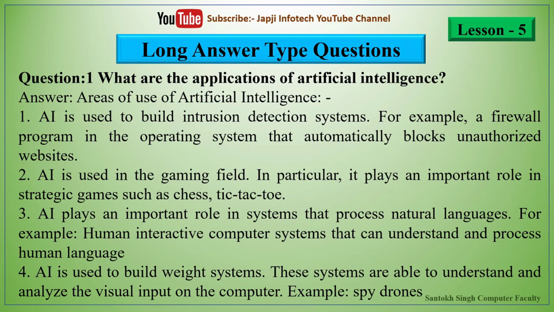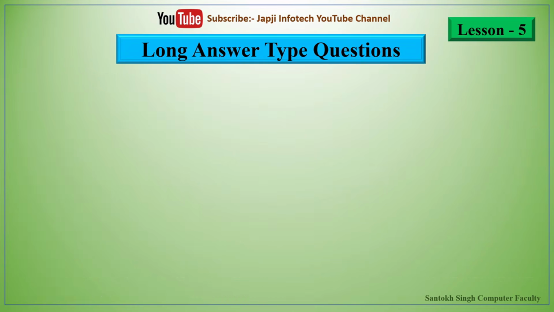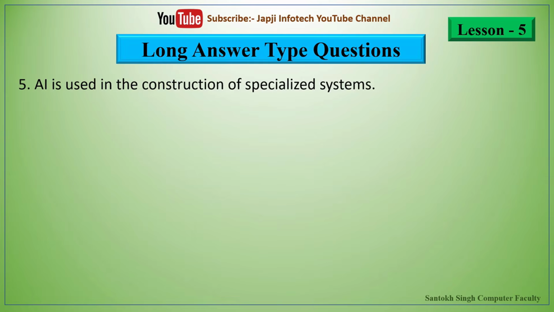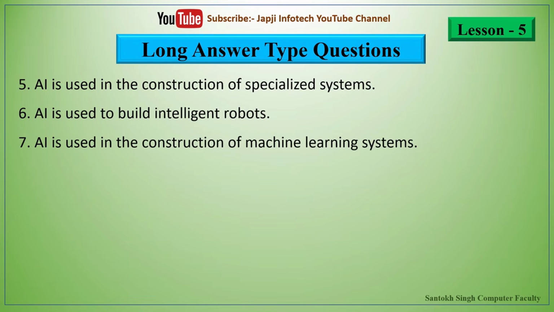Fourth one is AI is used to build vision system. These systems are able to understand and analyze the visual input on the computer. For example, spy drone. And the fifth one is AI is used in the construction of specialized system. Sixth one is artificial intelligence is used to build intelligent robot. Seventh one is AI is used in the construction of machine learning system.